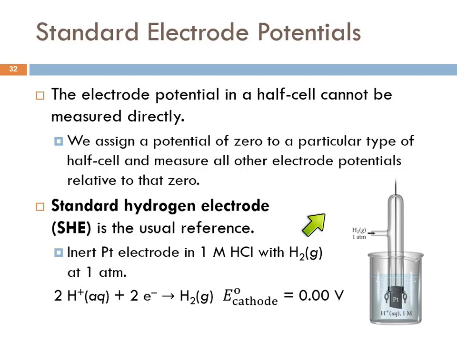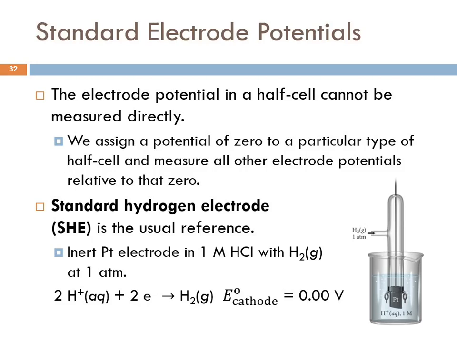So this is an illustration of the standard hydrogen electrode. It's got an inert electrode in it, platinum, because, good luck getting solid hydrogen, right? It's got an inert platinum electrode to allow the electrons to move around. And this solution is 1 molar hydrochloric acid. So that's 1 molar in hydrogen ions. And this is filled with gas, hydrogen gas, at a pressure of 1 atmosphere. And so those are standard states.